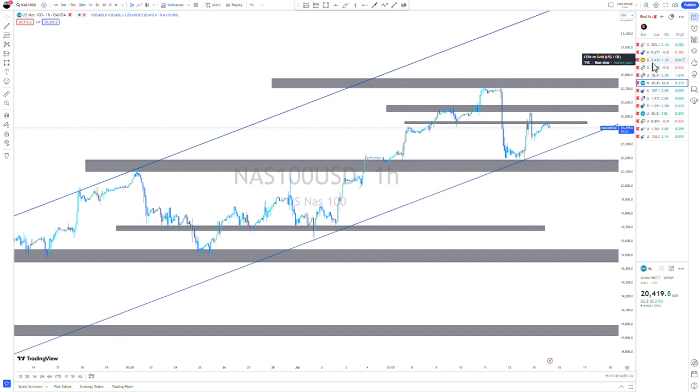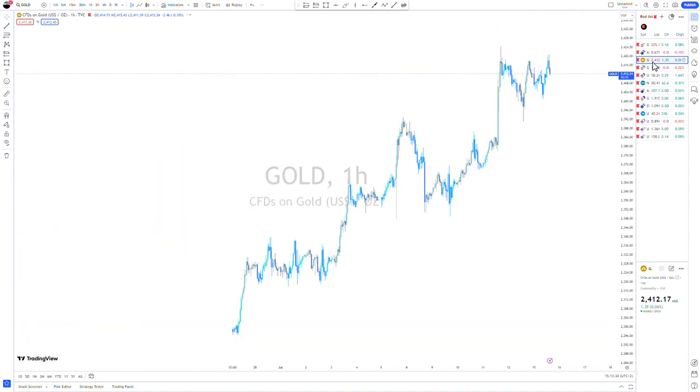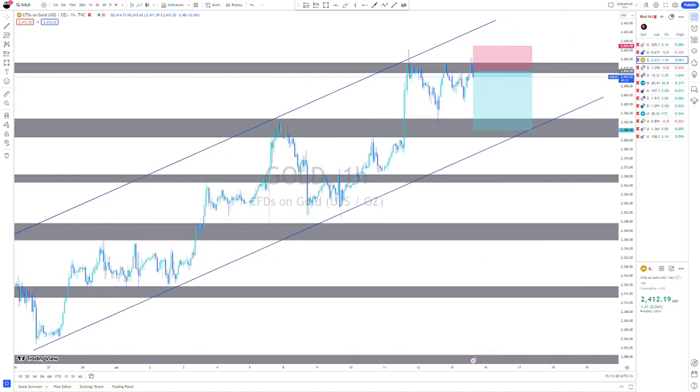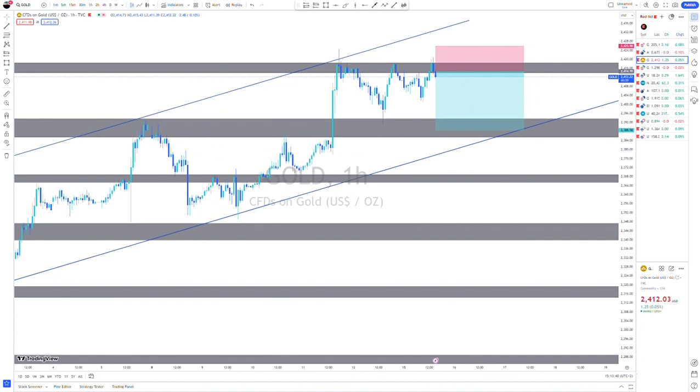So gold, I already saw a sell, which is moving now. It's really moving, to be fair. And the target area is right here.